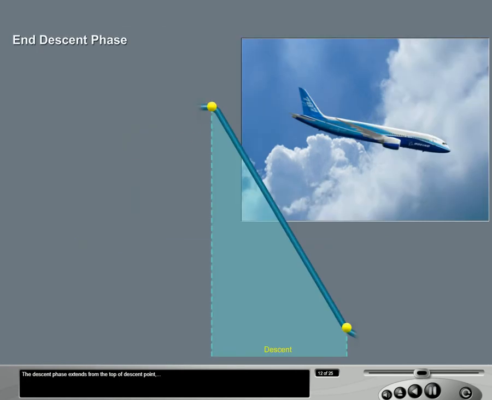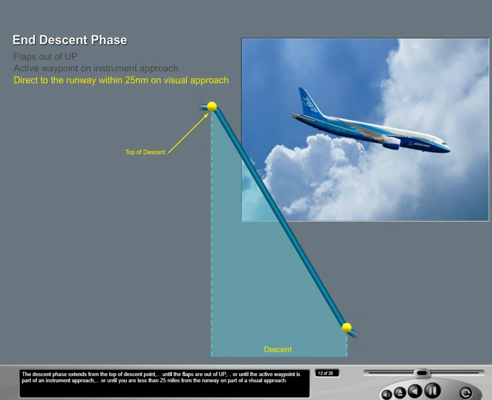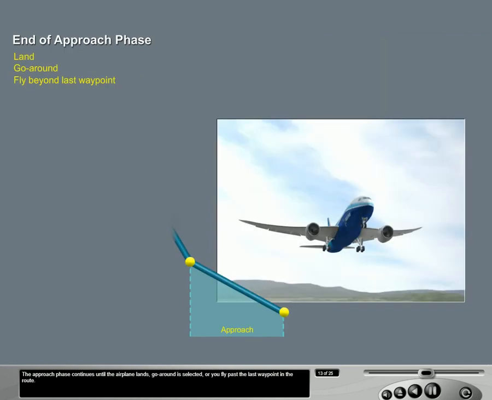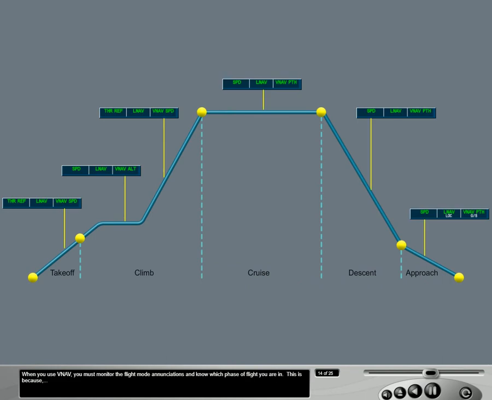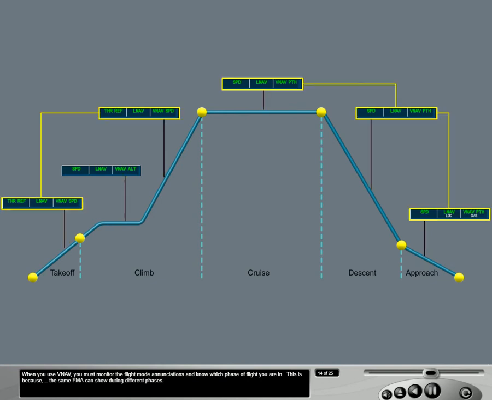The descent phase extends from the top of descent point until the flaps are out of up, or until the active waypoint is part of an instrument approach, or until you are less than 25 miles from the runway on part of a visual approach. The approach phase continues until the airplane lands, go-around is selected, or you fly past the last waypoint in the route. When you use VNAV, you must monitor the flight mode annunciations and know which phase of flight you are in. This is because the same FMA can show during different phases.